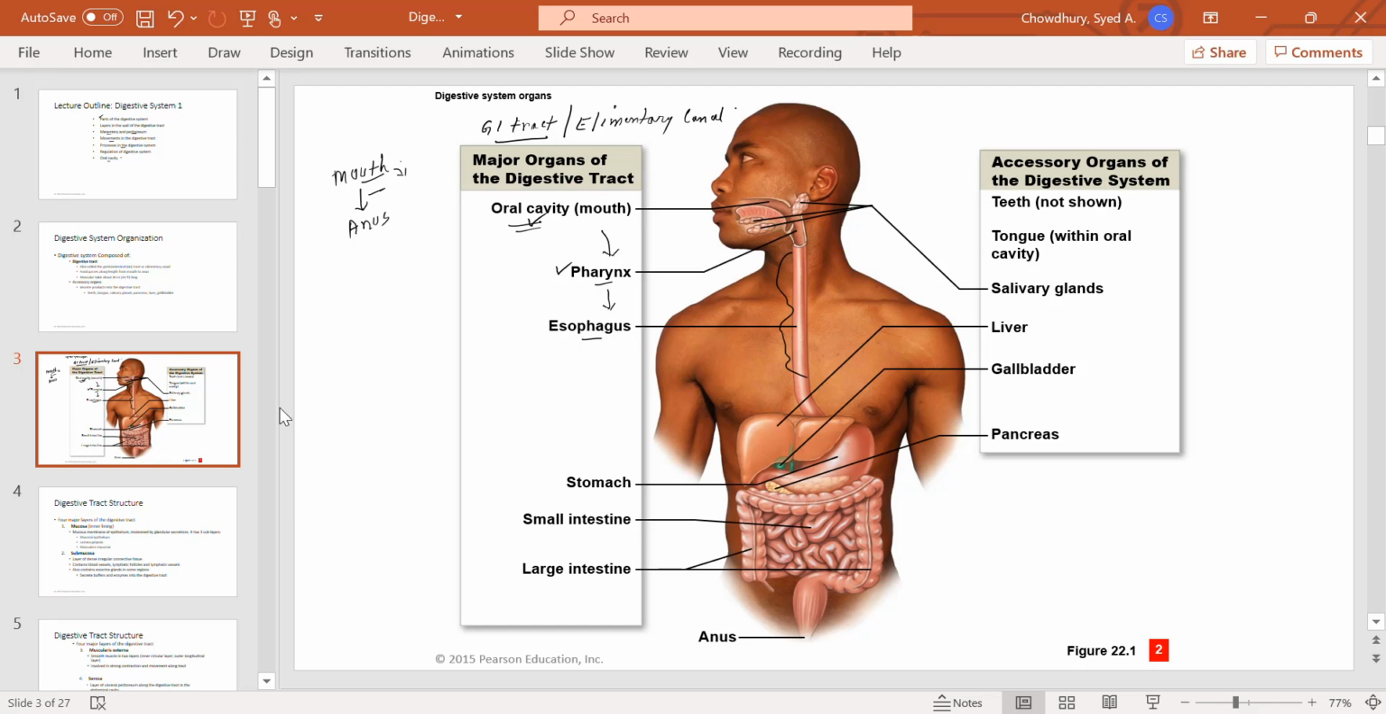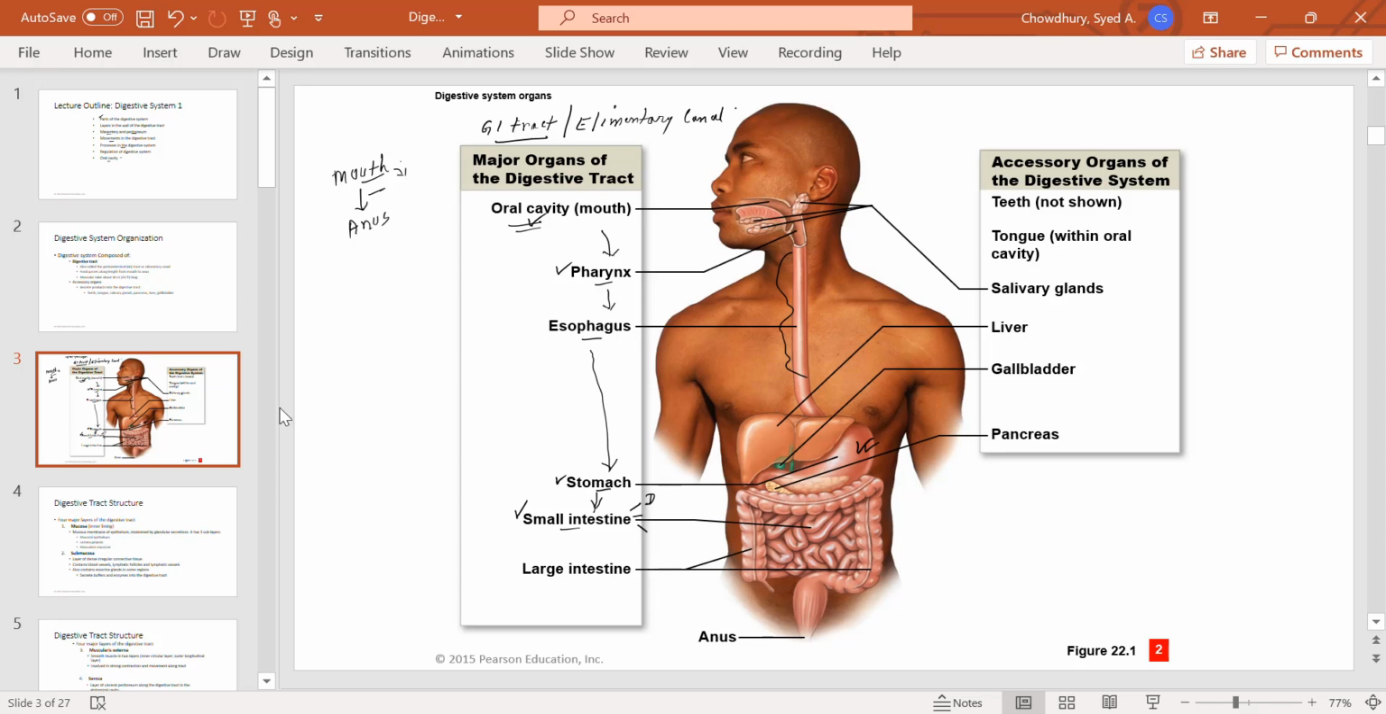And then this tube gets wide, you see here, and becomes a hollow organ, and that is called the stomach. In this part the tube is very wide, to store the food. And then the tube gets narrow and long again, and that is the small intestine. So the esophagus brings the food into the stomach, and from the stomach the digested foodstuff enters into the small intestine. The small intestine has three parts: duodenum, jejunum, and ileum.